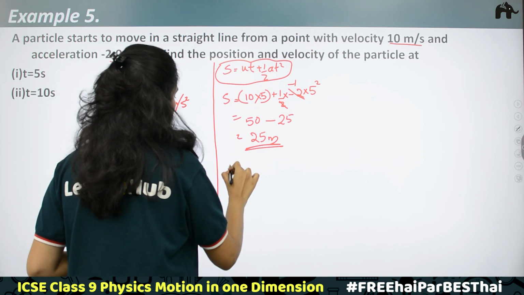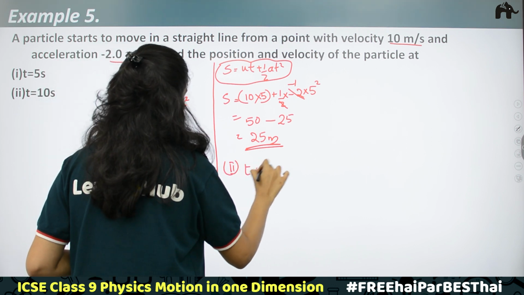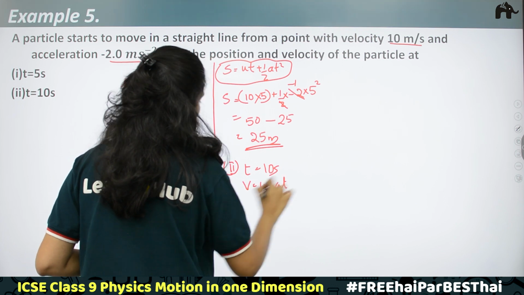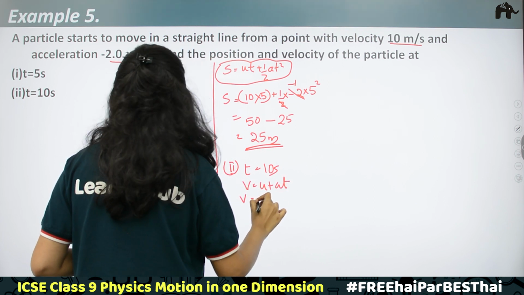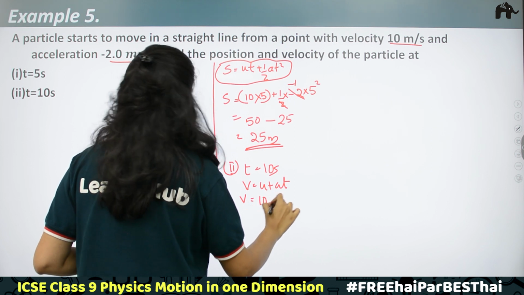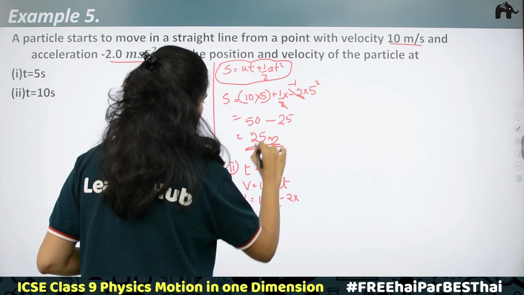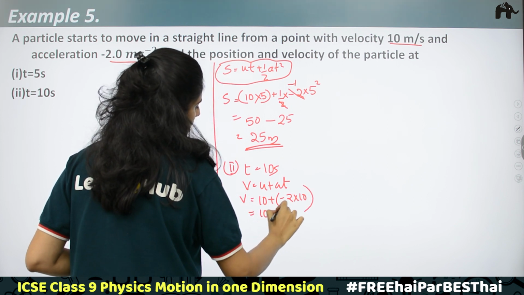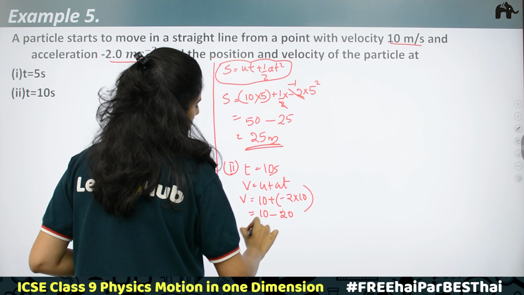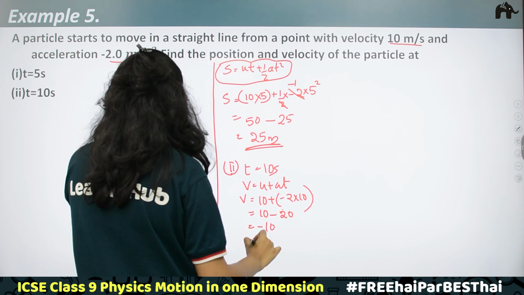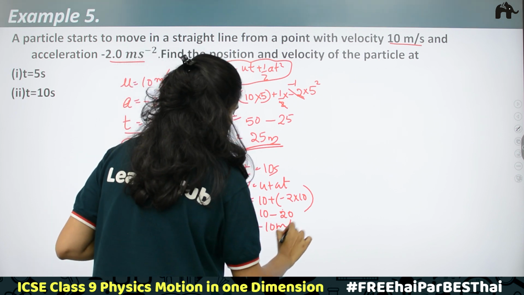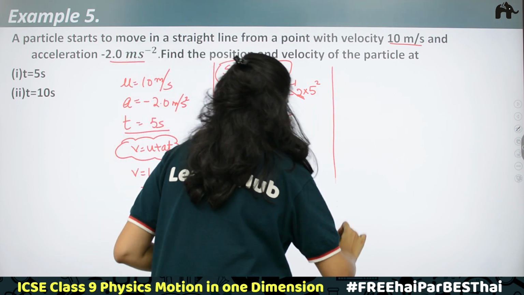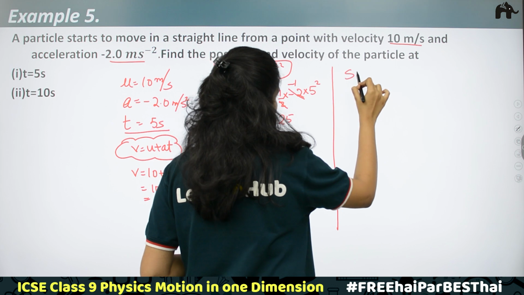Now the second part, we have to find when time t is equal to 10 seconds. So v is equal to again u plus at. v is equal to, u will be the same, 10, plus a will be the same, minus 2. Just the time will change, it becomes 10. So 10 minus 20, which is equal to minus 10 meter per second, which means it is in the opposite direction. Next we have to find what s is.